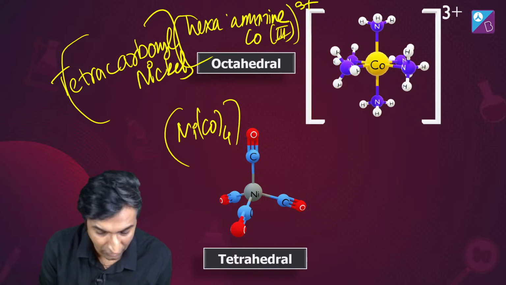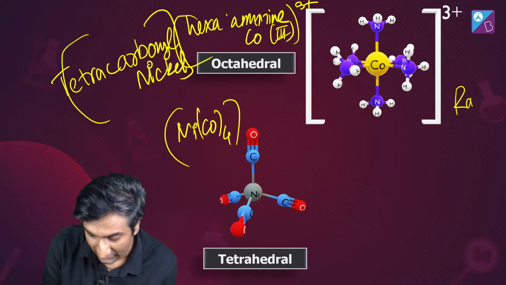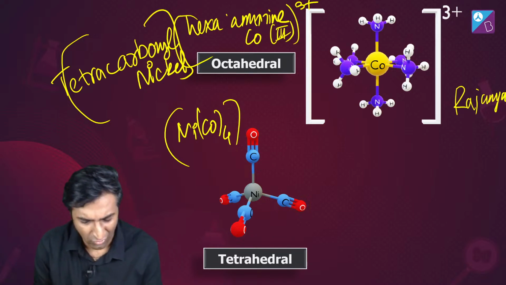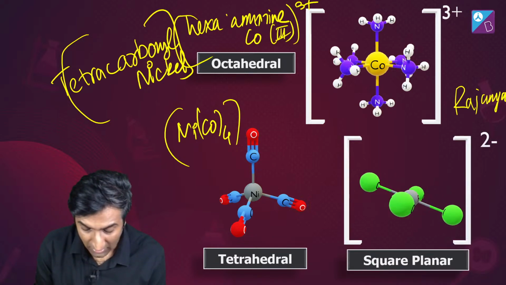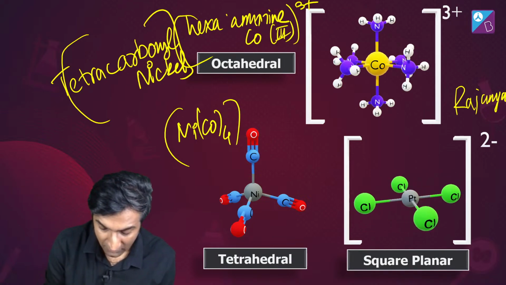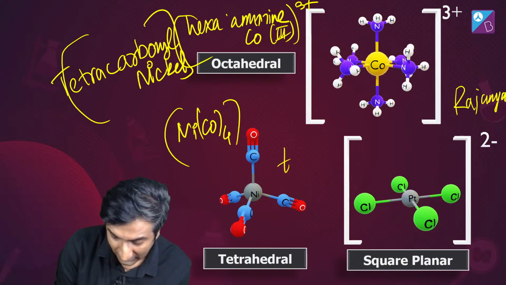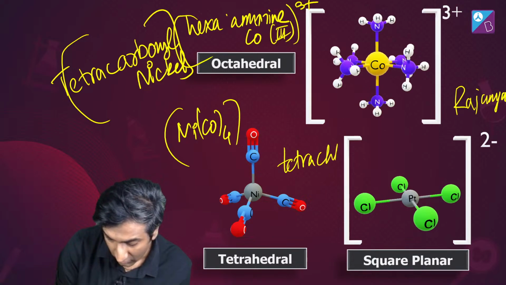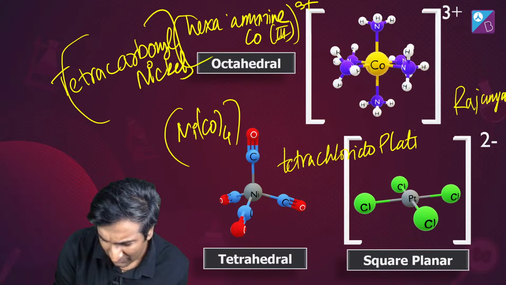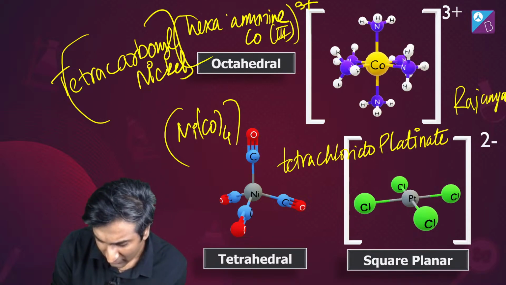Hexamine cobalt 3. Absolutely right, Rajanya. Yes, Rajanya has named this correctly. Very good nomenclature. What about this one, NiCO4? This is tetrahedral. But look at this. Platinum Cl4 2 minus. What will this be called? This will be tetrachlorido platinate. Platinum becomes platinate.